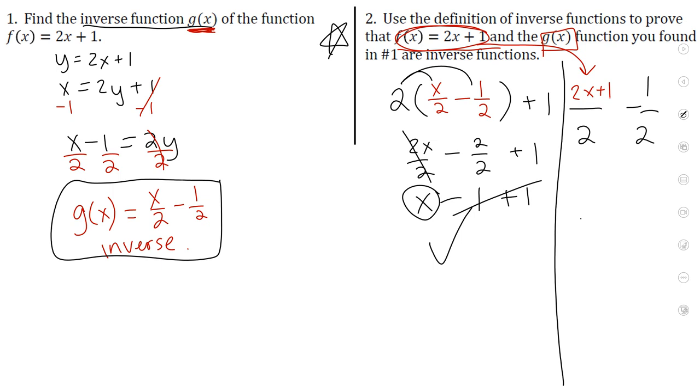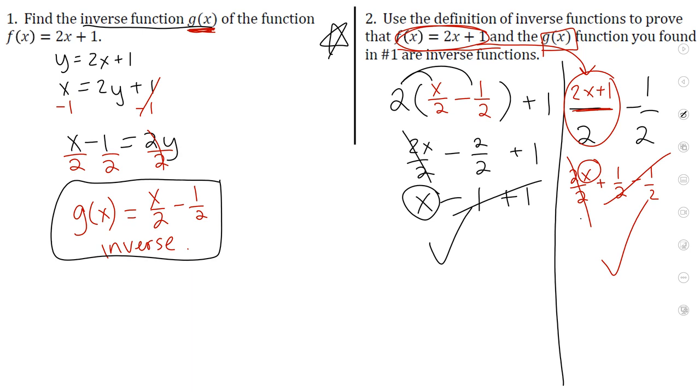Okay, so I'm going to break apart this fraction. I can rewrite this as 2x over 2 plus 1 over 2. Okay, you can split this up. Minus 1 half. Well, those cancel out. The 2's cancel out. I'm left with x. So I'm left with x on both of them. That means they are inverses of each other. Okay, so that's how you use that definition of an inverse.